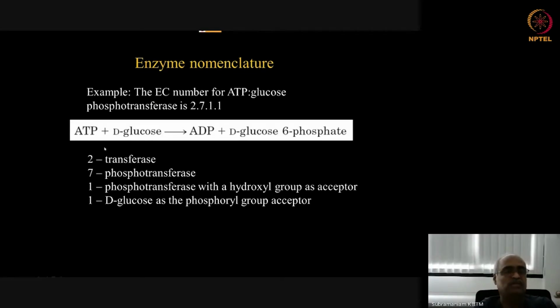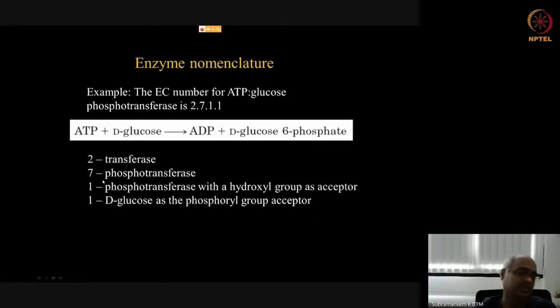So number 2 is transferase. Okay, I told you there are 6 major groups. In that, the second group, all transferases, is group 2. Since this is a transfer reaction, it is a transferase, so it is number 2. Now, what kind of group is transferred among the transferases? The seventh subgroup of transferases are all those transferring a phosphor group. And this is transferring a phosphor group. Therefore, it is 2.7.